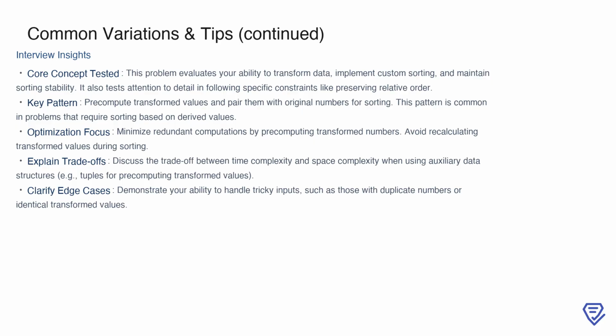During an interview, it's also valuable to discuss trade-offs. For example, pre-computing transformed numbers may increase space usage, but it significantly reduces the runtime of the sorting step. Lastly, always demonstrate your ability to handle tricky inputs, such as duplicate numbers or transformed values that are identical. These details can make or break your solution during an interview.